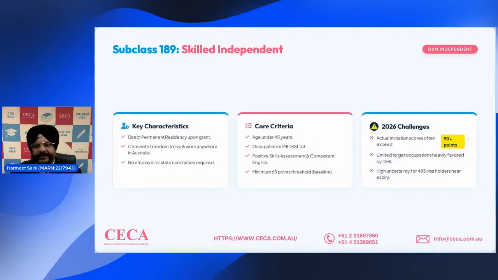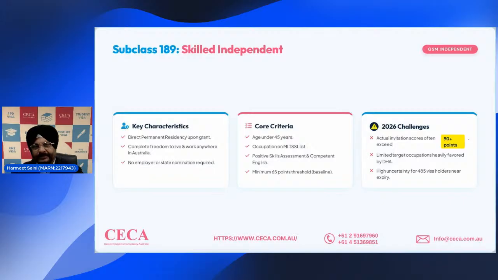Similarly, there are limited target occupations, heavily favored by the Department of Home Affairs. There is a long MLTSSL list of occupations eligible to apply for this visa subclass, but most of the time the department heavily favors particular classes of occupations. In the previous financial year, they favored the health sector, IT sector, energy and renewable energy sector, and mainly the trade sector. So not all occupations are invited; it depends upon government policies.